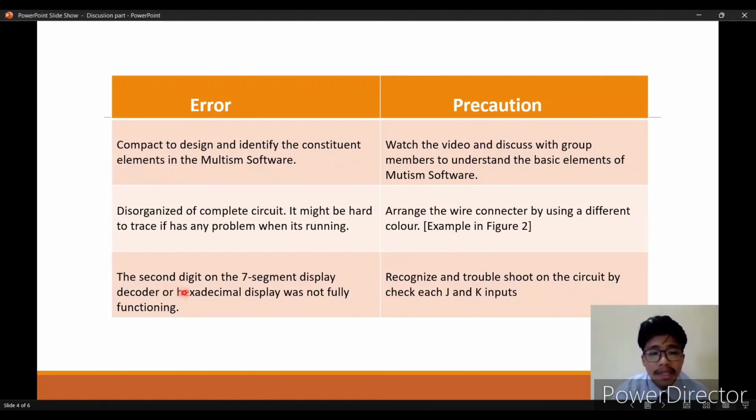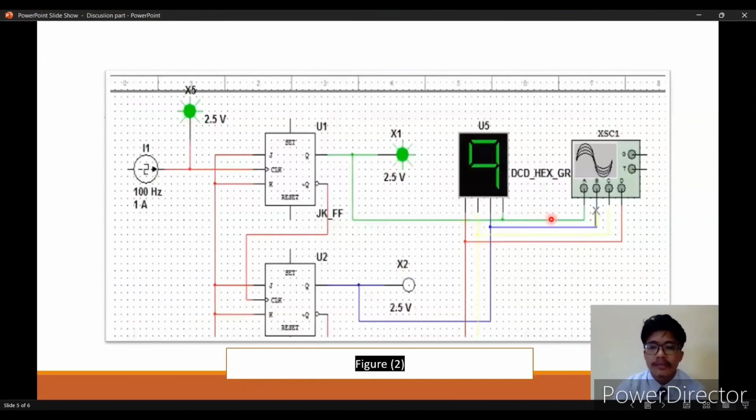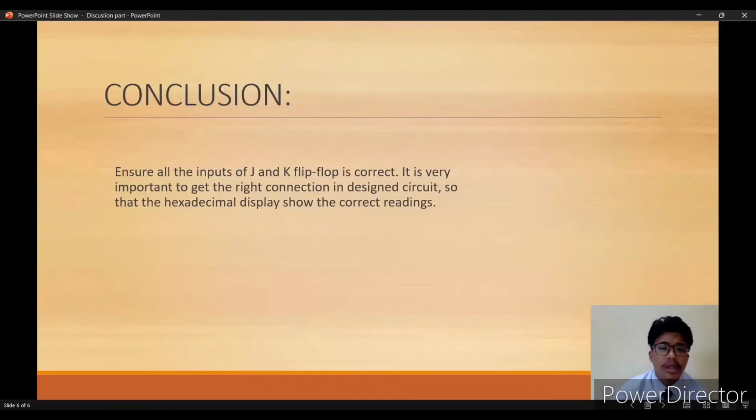The next problem is that the second digit on the 7-segment display decoder, or the hexadecimal display, was not fully functional. What we did is we troubleshot the circuit by checking each J and K input to ensure all JK inputs were correct. The conclusion is we must ensure all the inputs of the J and K flip-flops are correct. It is very important to get the right connections in the circuit design so that the hexadecimal display shows the correct reading in our project.